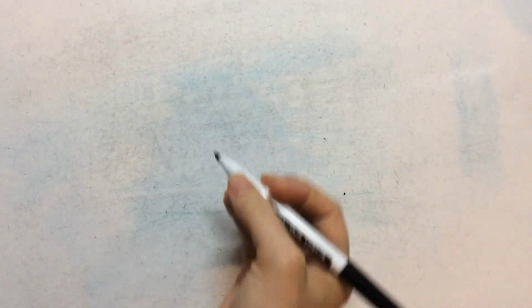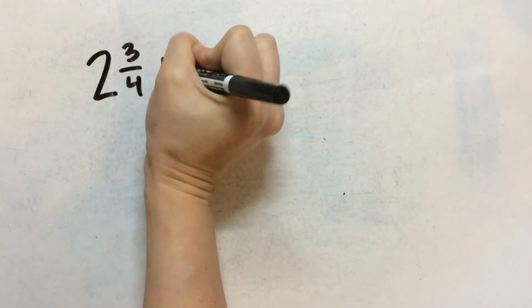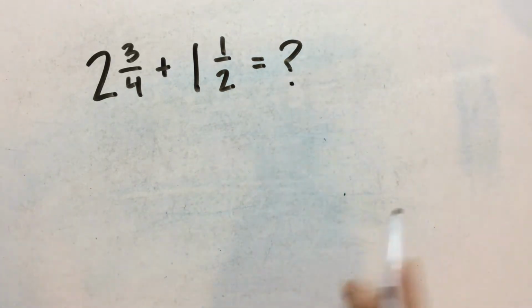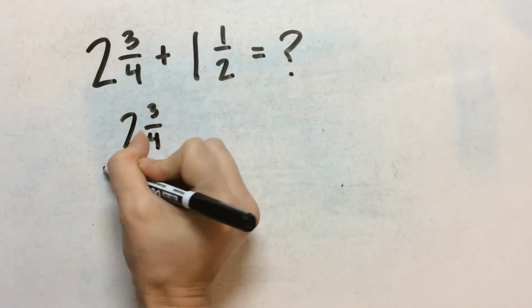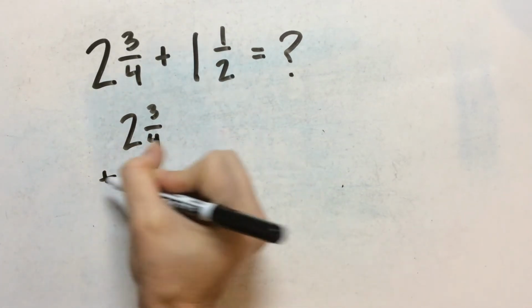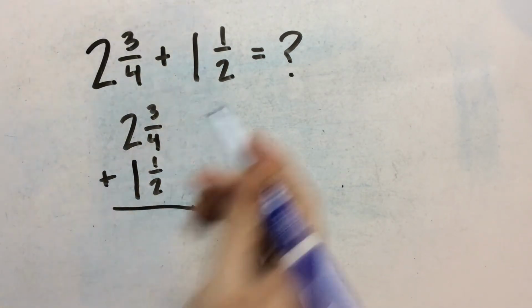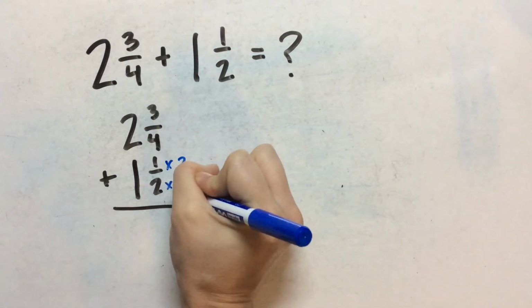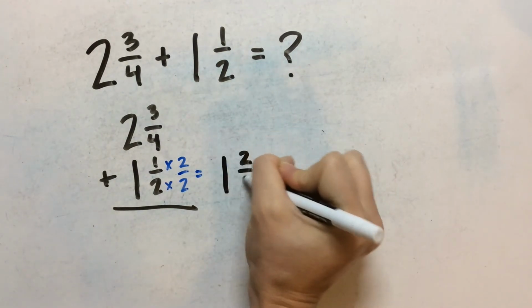I'm going to show you another example of adding together two mixed numbers with uncommon denominators. So 2 3/4 plus 1 1/2. Again, I like to stack these on top of each other, so I'm going to rewrite it 2 3/4 plus 1 1/2. Now I have to find common denominators here, and I know that halves can change into fourths by multiplying the top and the bottom by 2, giving me an equivalent fraction of 1 2/4.